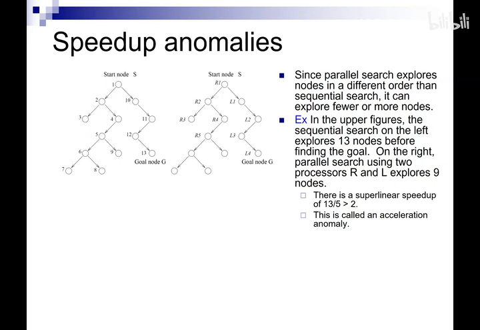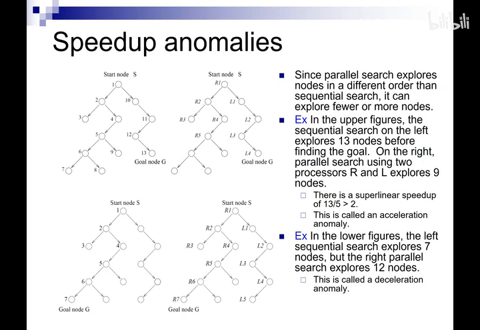So even though you're only using 2 processes, you get more than a factor 2 speedup, because you're not searching in the same order in the sequential versus the parallel setting. Sometimes people call this an acceleration anomaly.